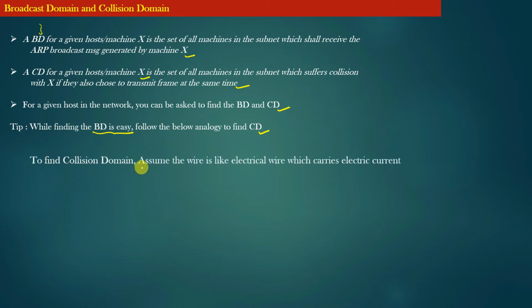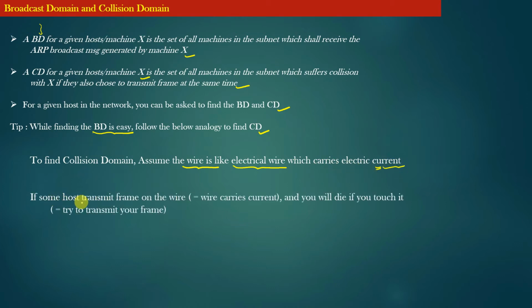To find the collision domain, assume that the physical wire to which host machines are connected is like an electrical wire which carries electrical current, right? So when some host transmits a frame on the wire, assume that the wire carries current, and you will die if you touch it.